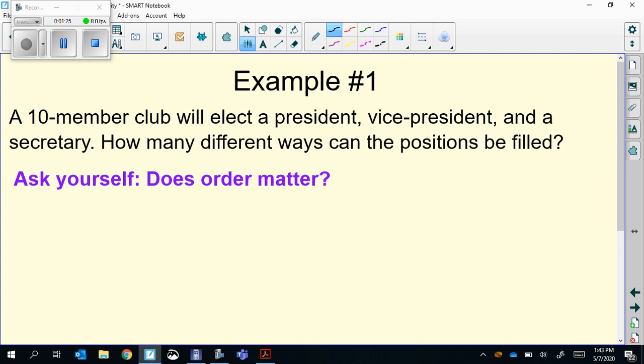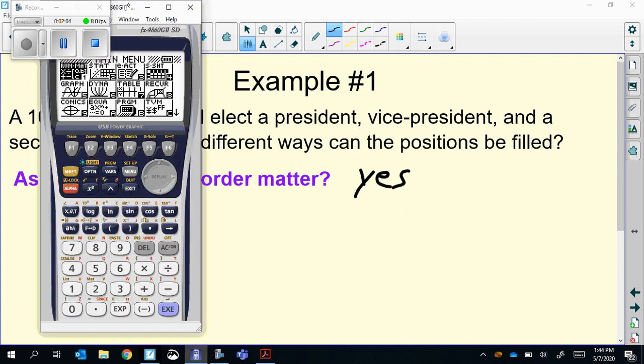So a 10-member club will elect a president, vice president, and secretary. How many different ways can they be filled? So in this case, does order matter? The answer is going to be yes, because we'll just say that the first person will be president, the second person will be vice president, and the third person will be secretary. That will be different than if you mix those people up. So yes, order matters, which means it's a permutation. The first number is how many you're choosing from, and the second number is how many spots you're filling. There are president, vice president, secretary, so that is 3. So it's a 10P3.